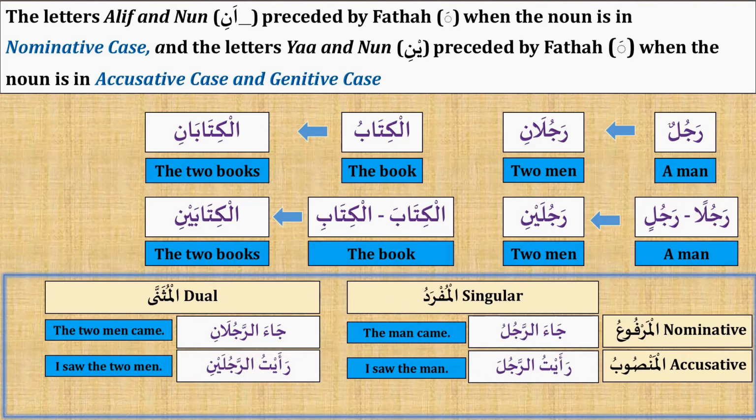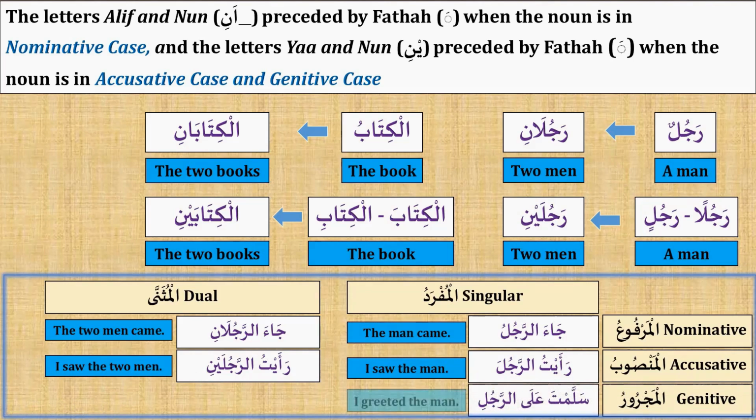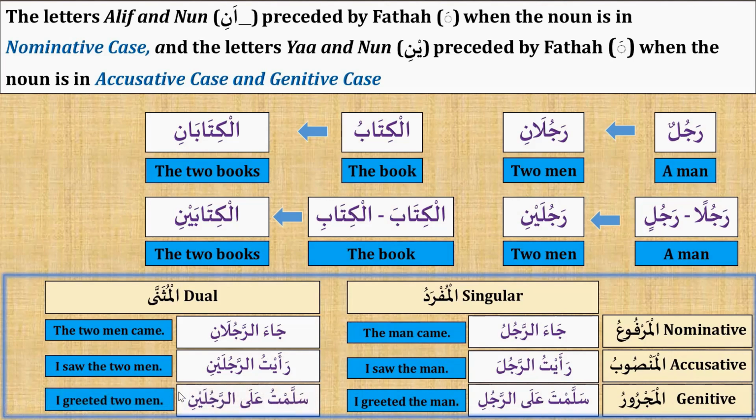The third case is Al-Majur genitive case. سلمت على الرجل, I greeted the man. And the dual form of this is سلمت على الرجلين, I greeted two men. In both accusative and genitive case, the dual form must end with ya and nun. This is all for duals.